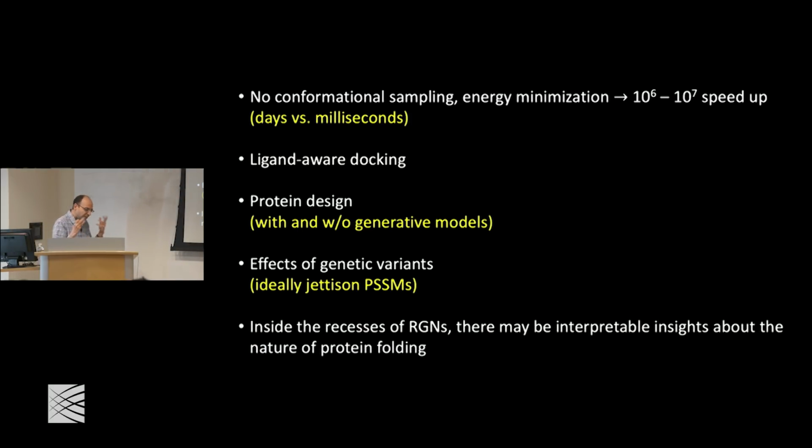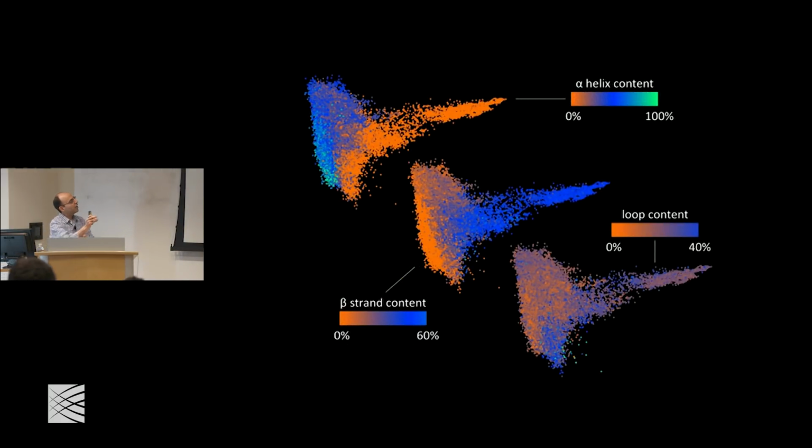And perhaps inside of these RGNs, or these models in general, there may be some interpretable insights about the nature of protein folding that we can extract one day. And we can already see hints of that. So what I'm showing here is a representation of the latent space of the RGN, where each dot corresponds to a protein sequence. And this is a 2D projection of a 4,000 dimensional space that the RGN builds. And what I'm overlaying on top of that projection are the secondary structure contents of each protein. What's interesting here is that the model obviously uses that information to lay out its representation of protein sequence space.